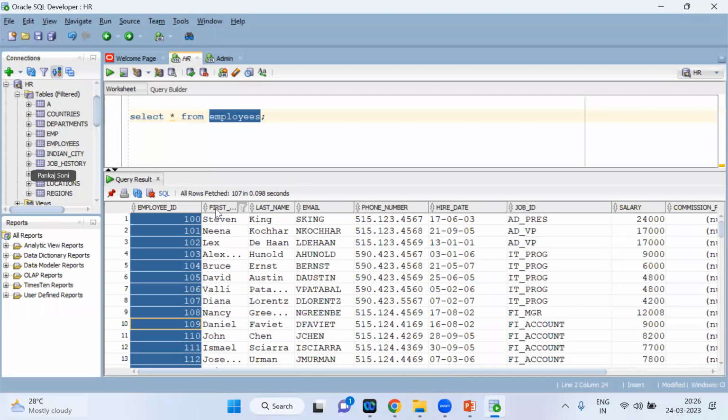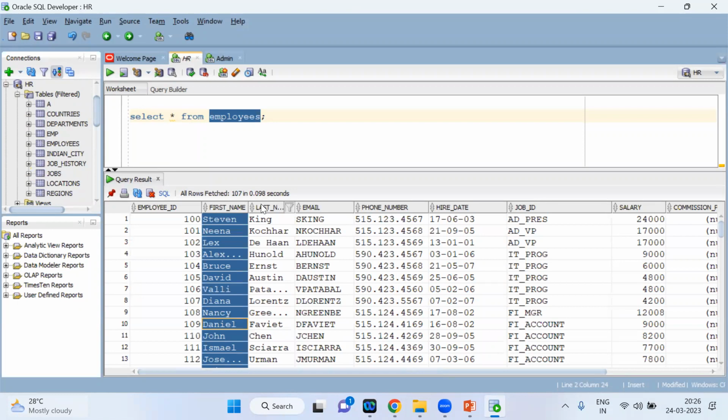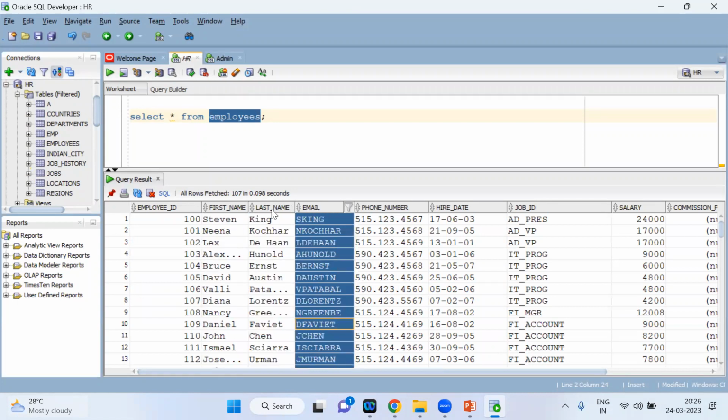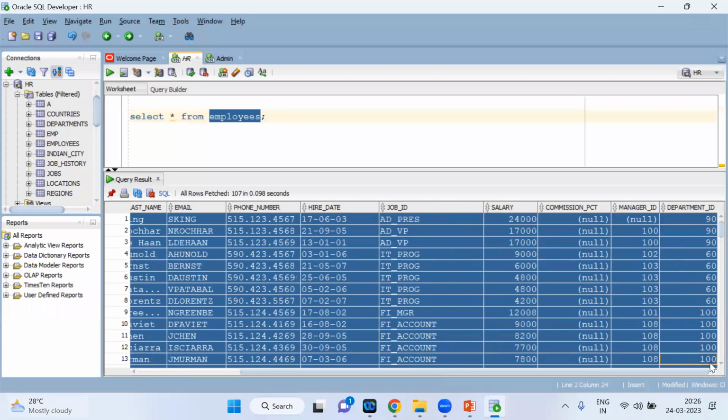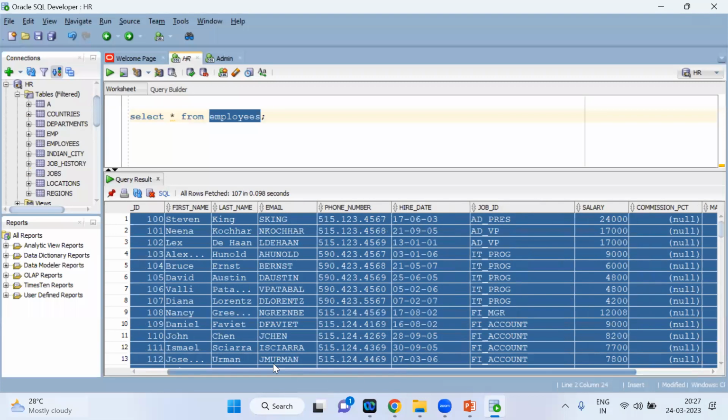Vertical is called columns. Employee ID, first name, last name. Vertical one is called a column. Horizontal one will be called rows. Okay, so it is called rows.